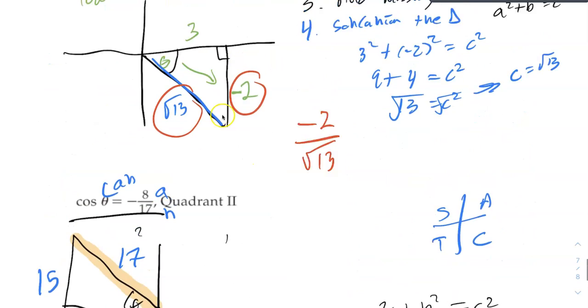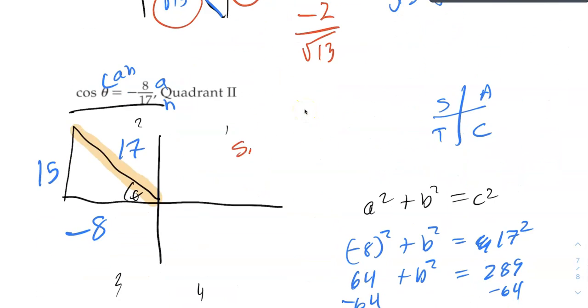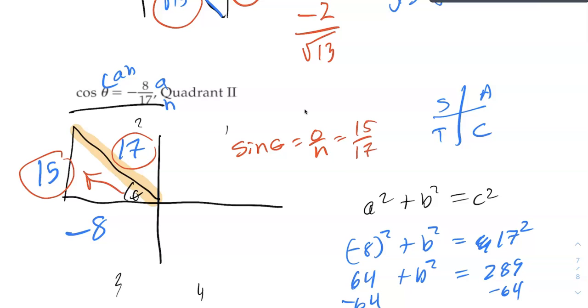And again, the same question is find sine. So sine theta equals opposite over hypotenuse. So 15 over 17.